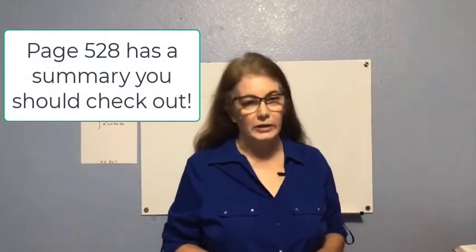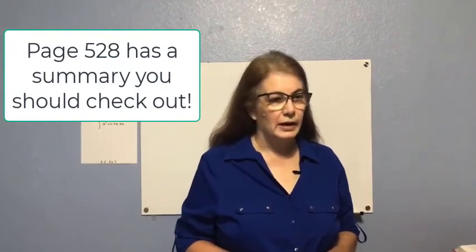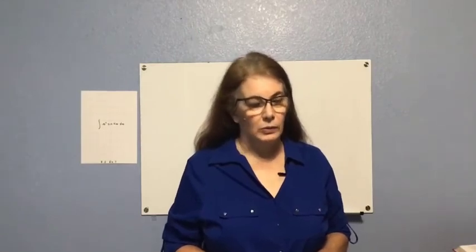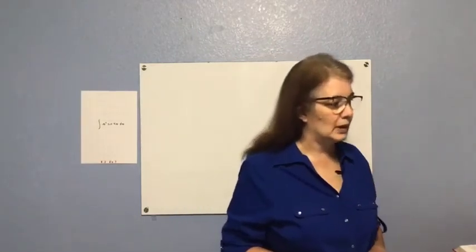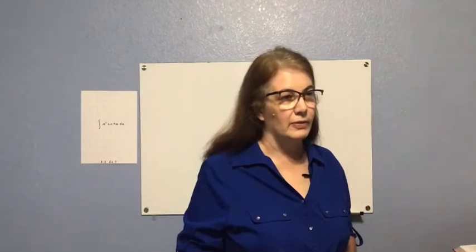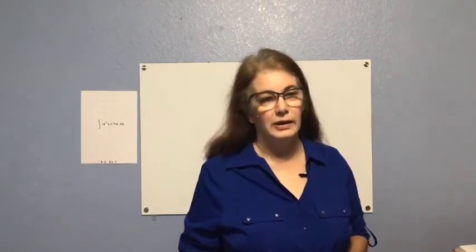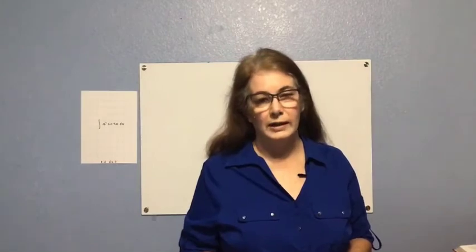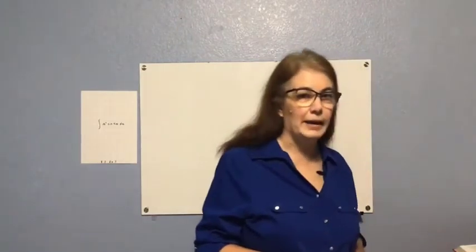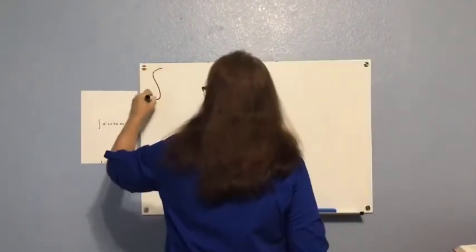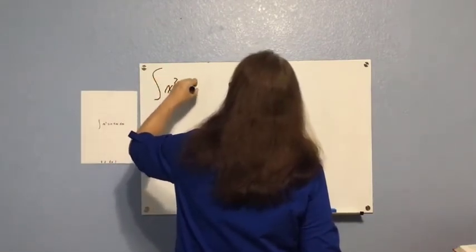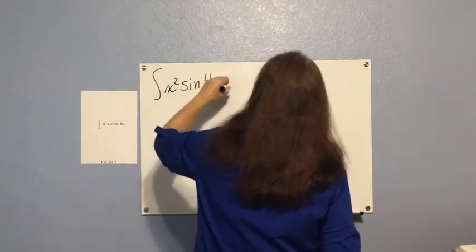On page 528, your book has a nice summary of some of the more common integrals for which integration by parts works well. We're going to look at one more instance where integration by parts is helpful, and that's if I have higher powers of something like sine or cosine or e to the x. And this is called the tabular method. So let's say we want to integrate x squared times the sine of 4x.